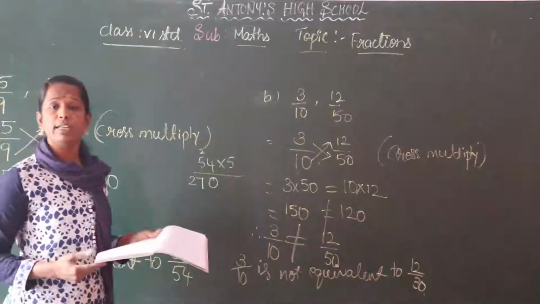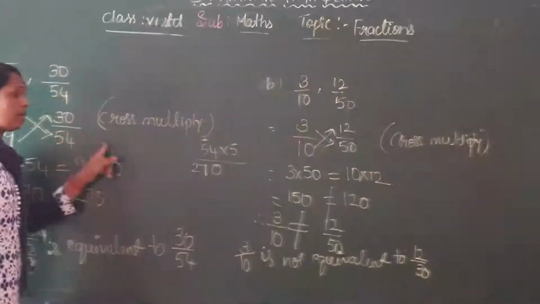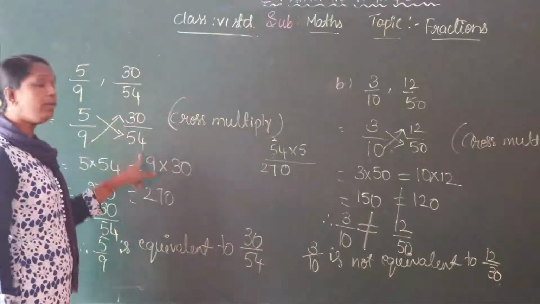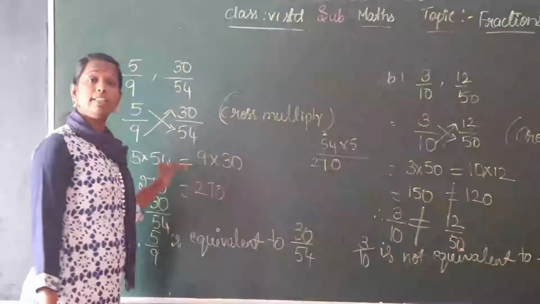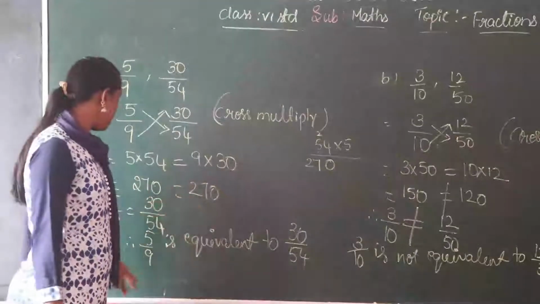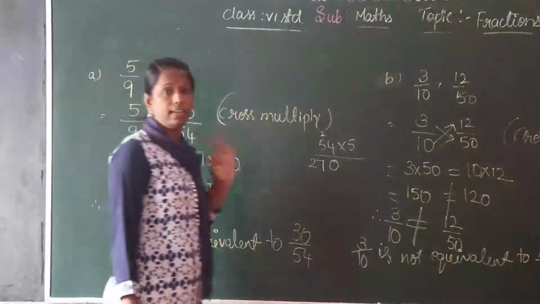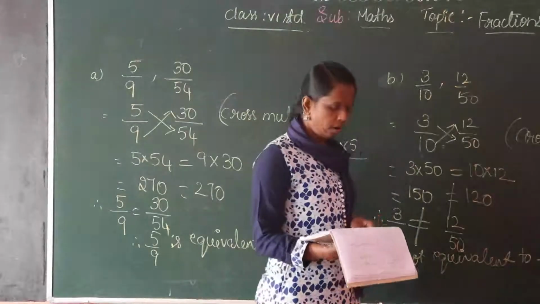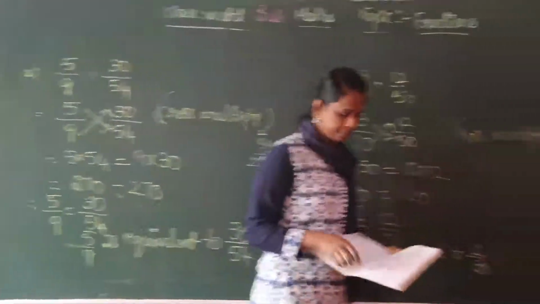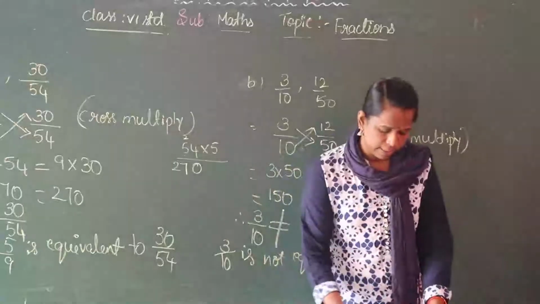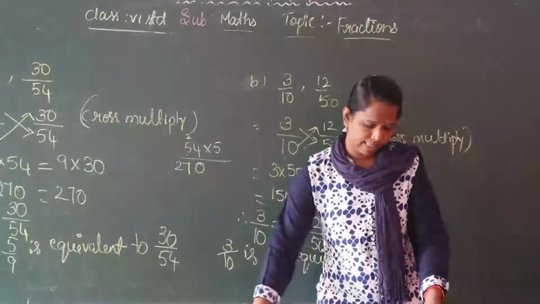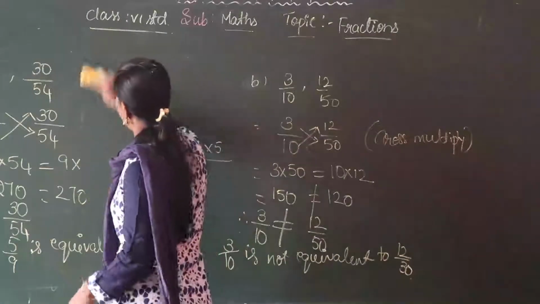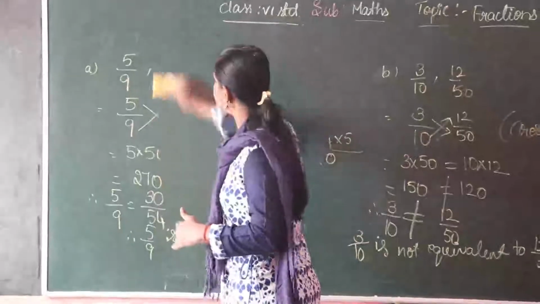Clear, children? What's the first step to find out the equivalent fraction? First, cross multiply. Cross multiply denominator to numerator, numerator to denominator, and then find whether it is equal or not. If equal, write down the given fractions are equivalent. If it is not equal, write down the given fractions are not equivalent. Next, the main part of this exercise is that we have to reduce the given fractions. Reduce means write in the lowest or the simplest form.